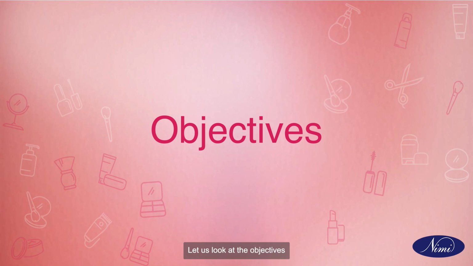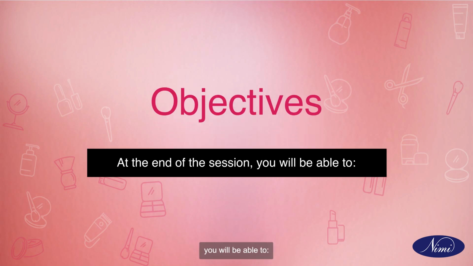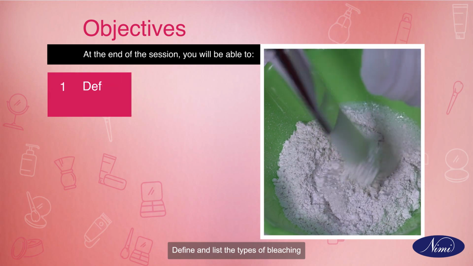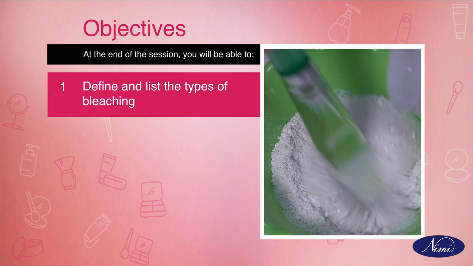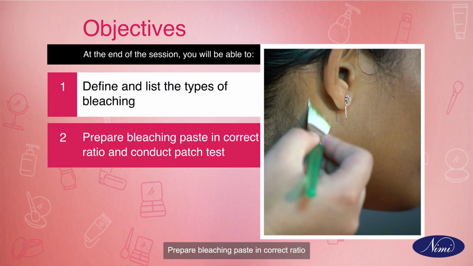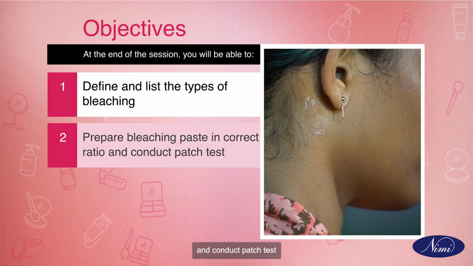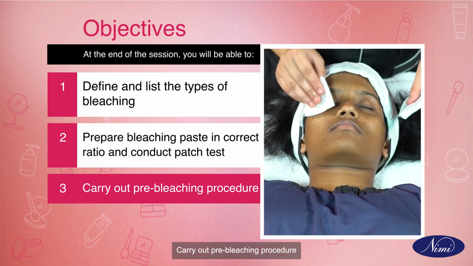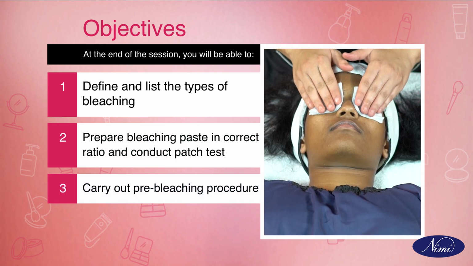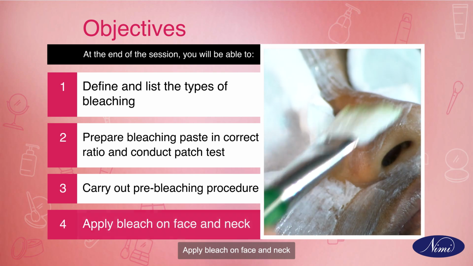Objectives. Let us look at the objectives of this session. At the end of this session, you will be able to define and list the types of bleaching, prepare bleaching paste in correct ratio and conduct patch test, carry out pre-bleaching procedure, apply bleach on face and neck.